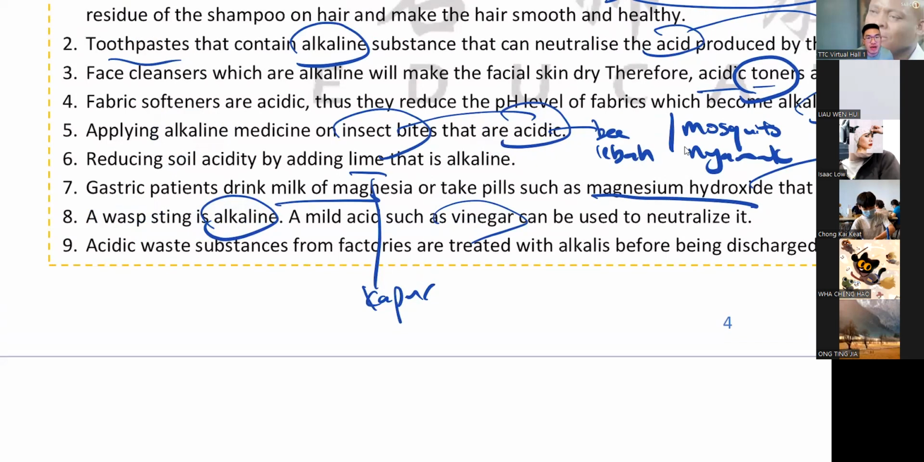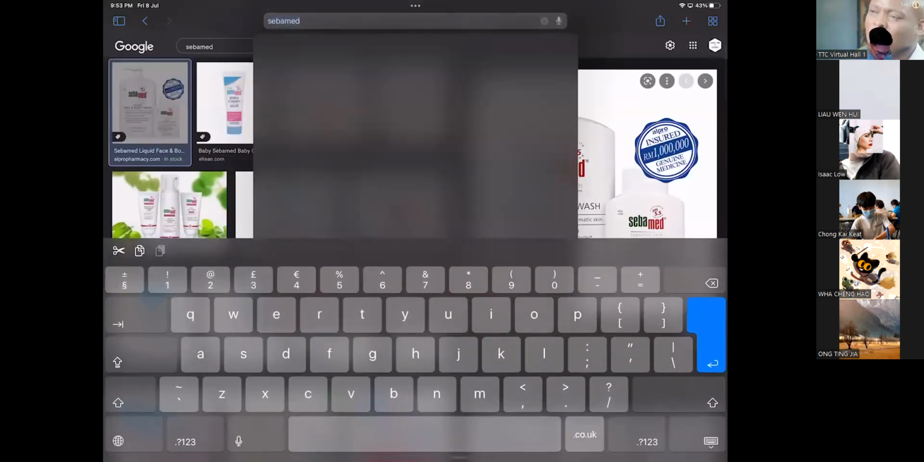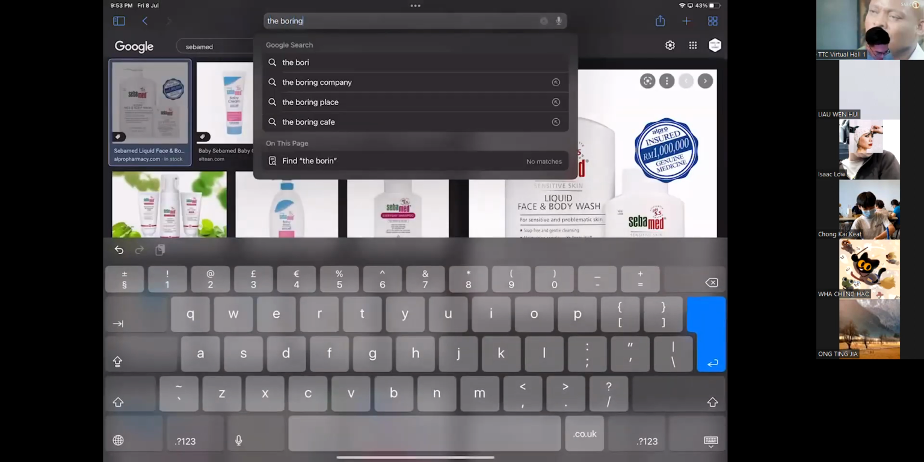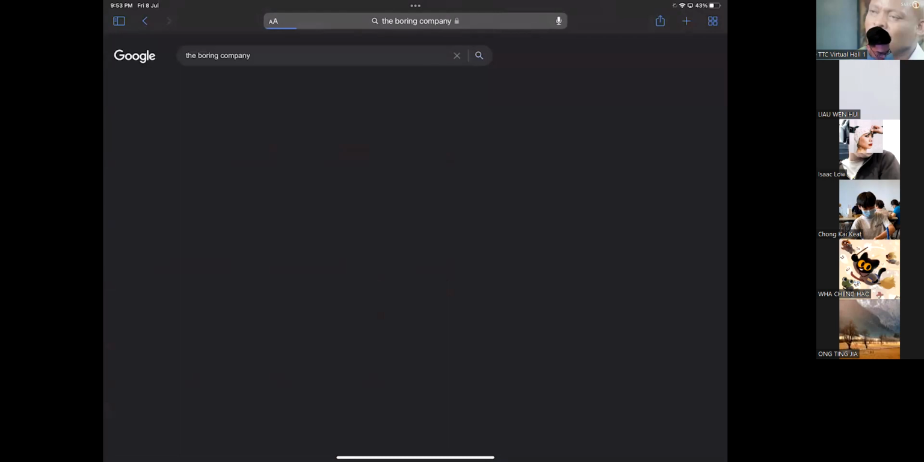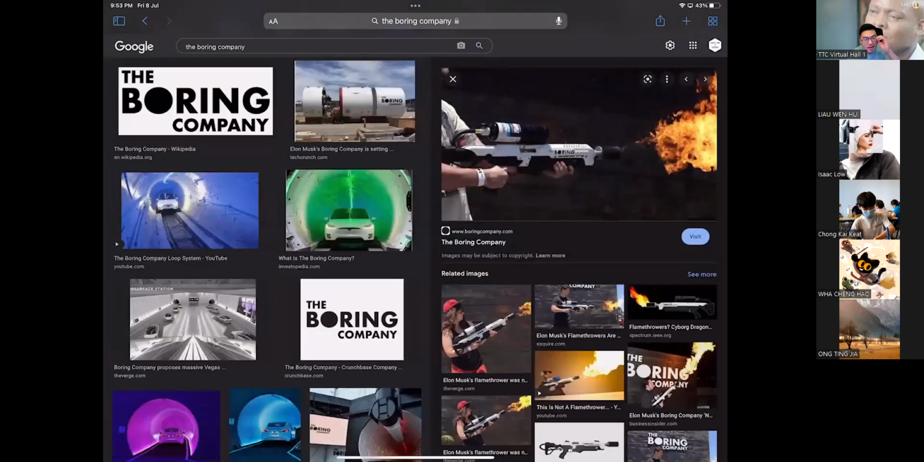Do you know Elon Musk sells flamethrowers? And you know what the company is called? It's called the Boring Company. I think I showed this before, right? They sell flamethrowers. You want a flamethrower, you get it from him. Who says Elon Musk only sells Teslas? You need a flamethrower? There you go.